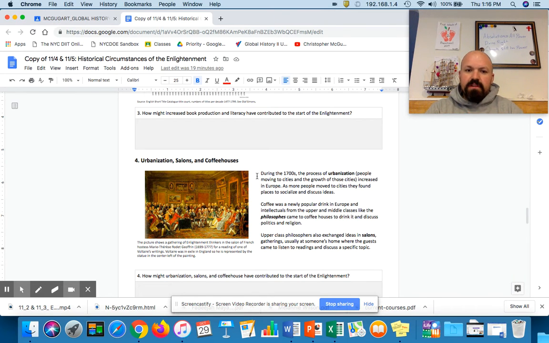So if we need fewer farmers, fewer people need to live in the country and they move to the cities to find jobs. More people in the cities is called urbanization, but they also have more free time. And some of these people go to salons or coffee houses. Now, a salon's not a place where you do your hair.